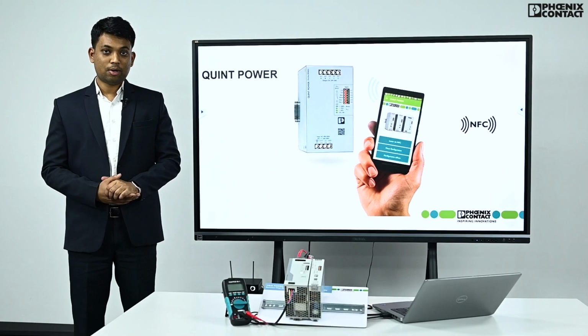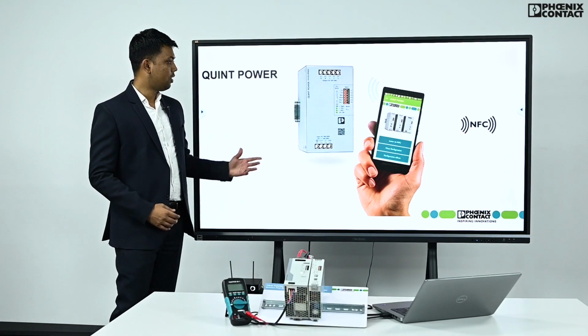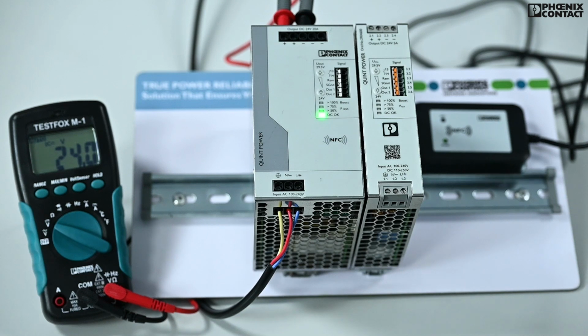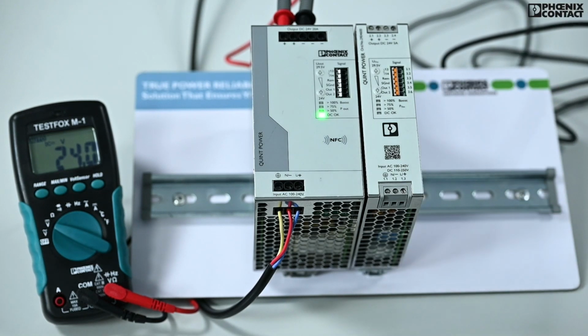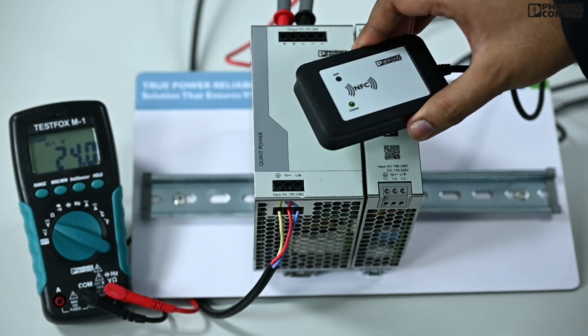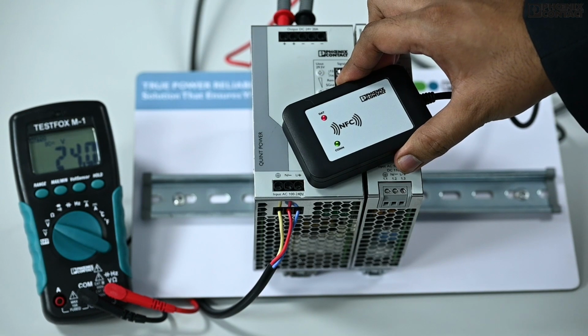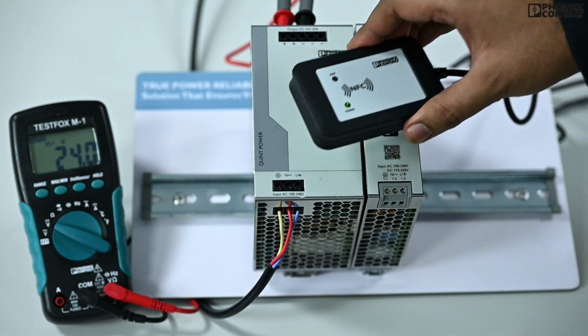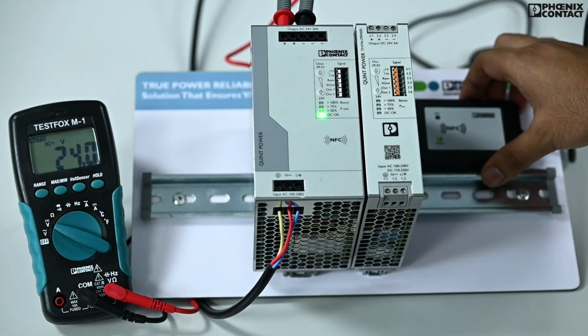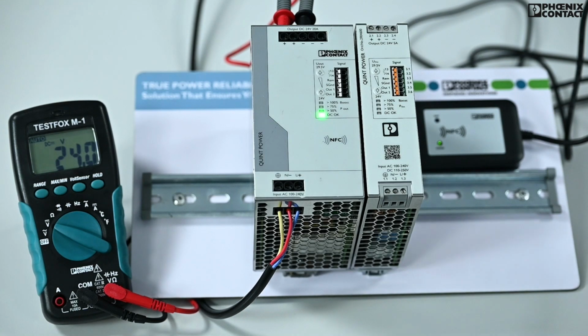So let's talk about a brief overview of Quint Power software. Let's connect our Quint 4th generation power supply with Quint Power software through NFC adapter. What you need to do is just tap the NFC adapter over the power supply, so it will fetch the data and it will start showing on the dashboard of Quint Power software.